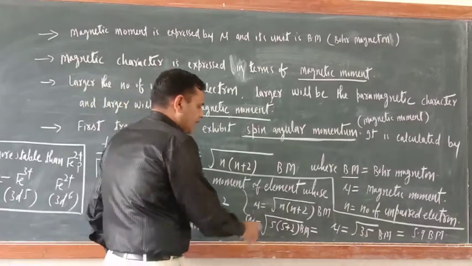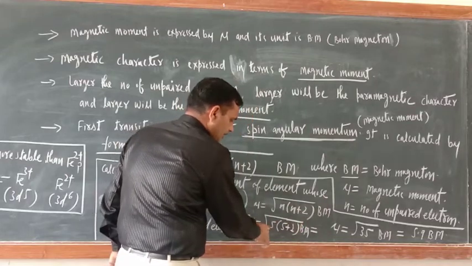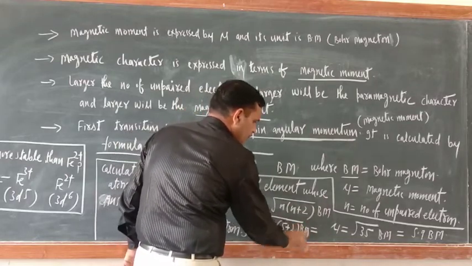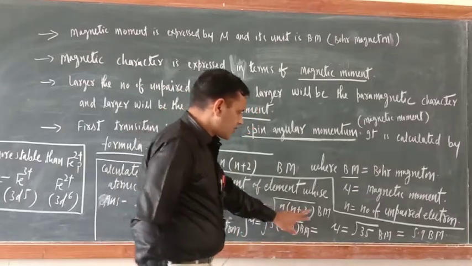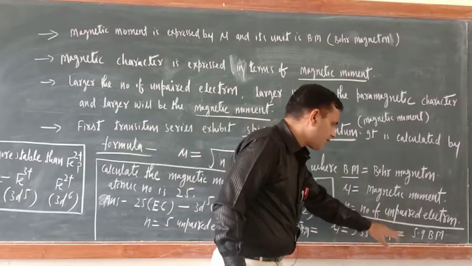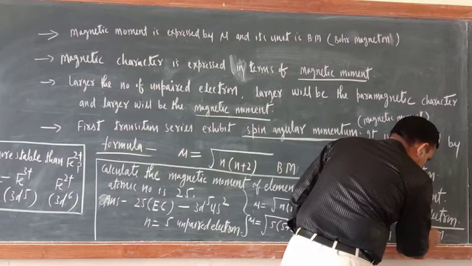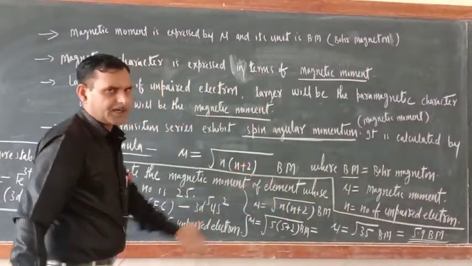So mu equal to root of n(n+2) BM, where n is the number of unpaired electrons. Here mu equal to root of 5(5+2) BM, that is root 35 BM, which is equal to 5.9 BM.